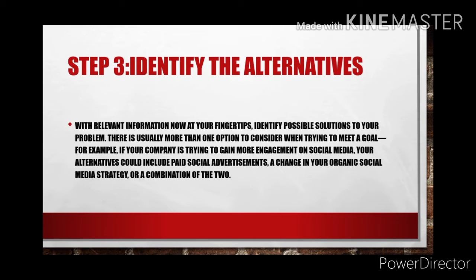Step number 3. Identify the alternatives. With relevant information now in your fingerprint, identify possible solutions to your problem. There is usually more than one option to consider when trying to meet a goal. For example, if your company is trying to gain more engagement on social media, your alternatives could include paid social advertisements, a change in your organic social media strategy, or a combination of the two.